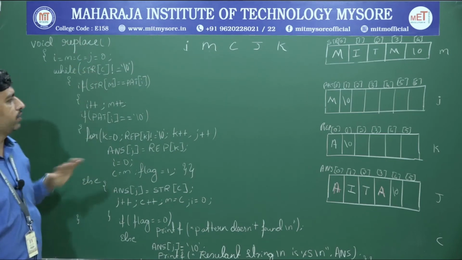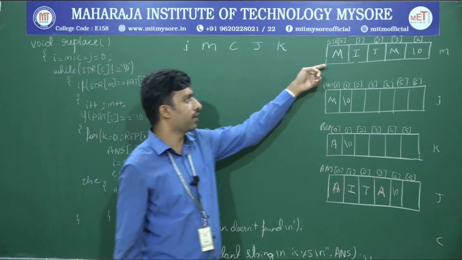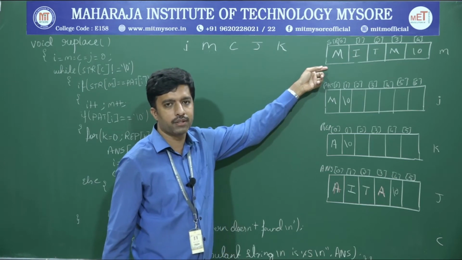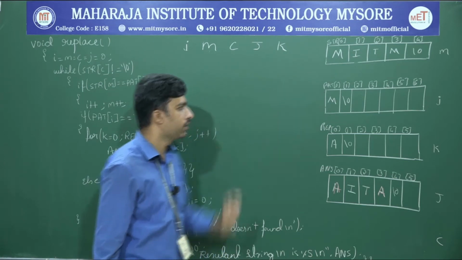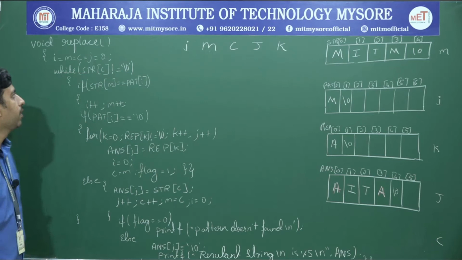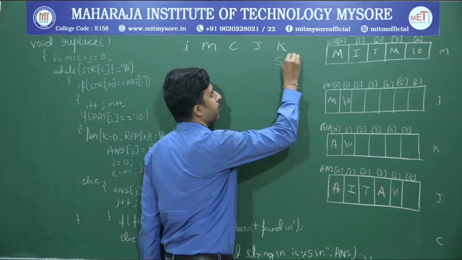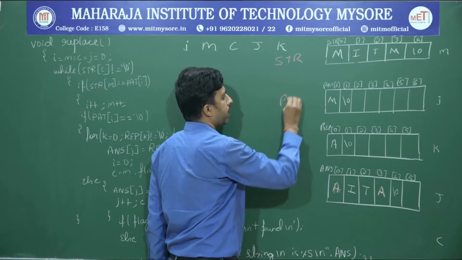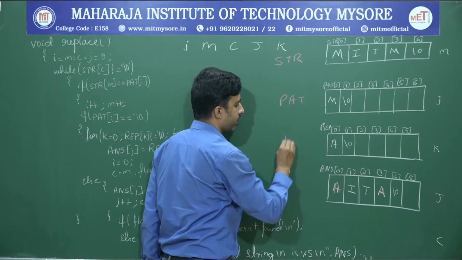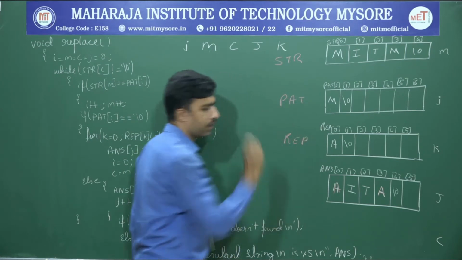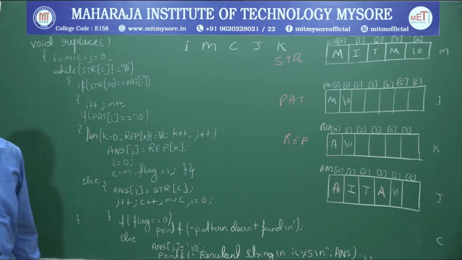To do these things, I am going to read. Reading is a simple one. You are going to read the main string, the pattern string and the replacement string, and those are stored in three strings: str, pat, and rep. These are the strings I used over here. See how this concept works.